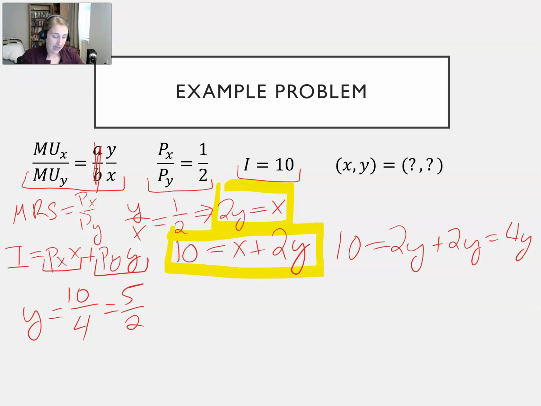Sweet. And then in order to get x, I can just plug back in there. So I know that x is equal to 2y. I know that y is equal to 5 over 2, so that's 2 times 5 over 2. Well, those 2's just cancel out, and so now I know that x is equal to 5.